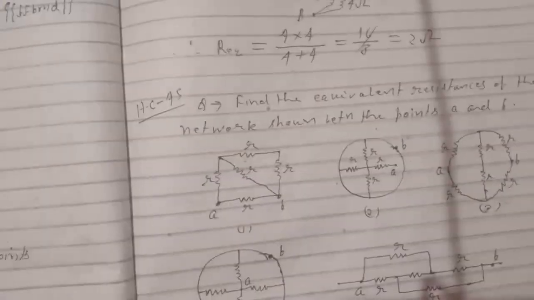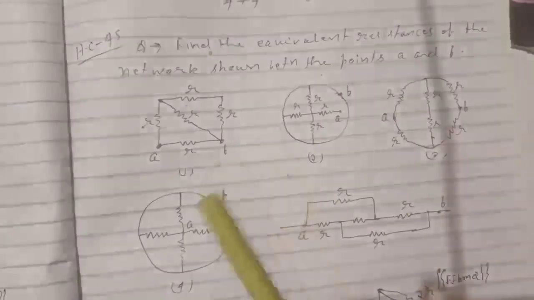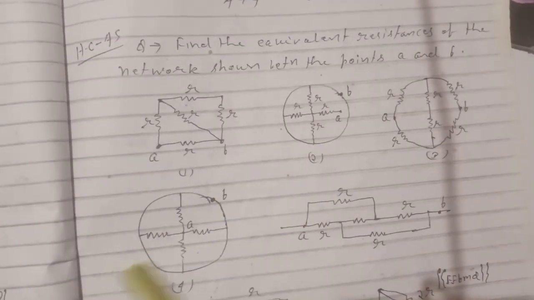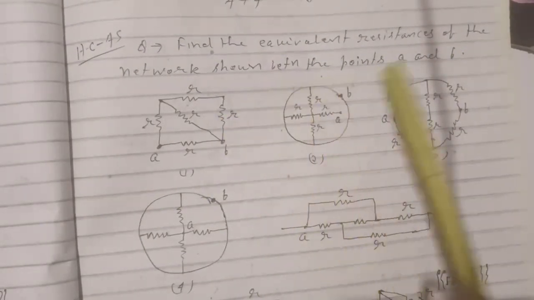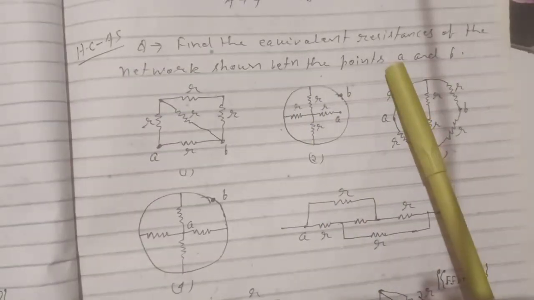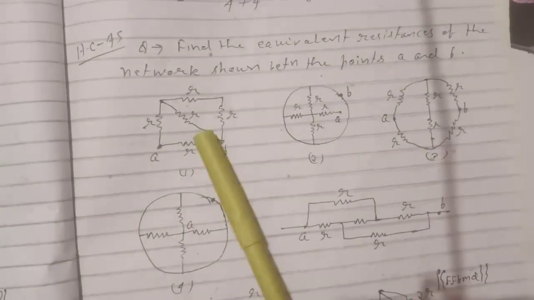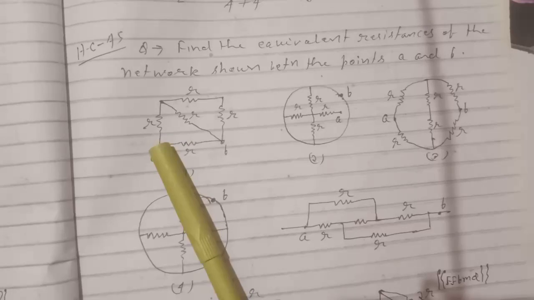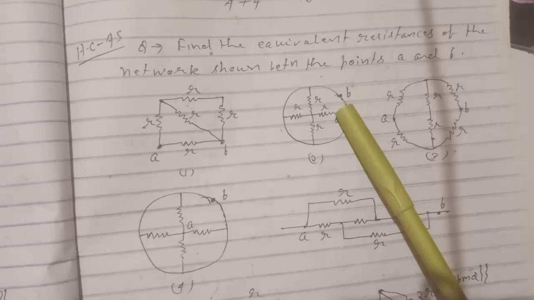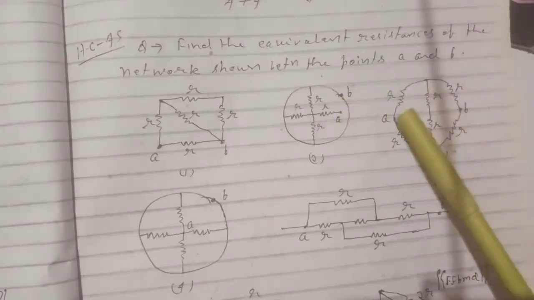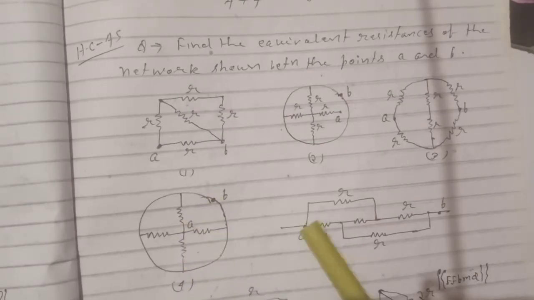Next questions are given here. We have different arrangements of resistors, and we have to find the equivalent resistance in each. For example, find the equivalent resistance of the network shown between the points A and B. So here we have to find the equivalent resistance between points A and B. Here in problem 1, this is point A and this is point B. Again in this figure, point A is here and this is point B. Here it is A and it is B. In problem 4, this is A and this is B.